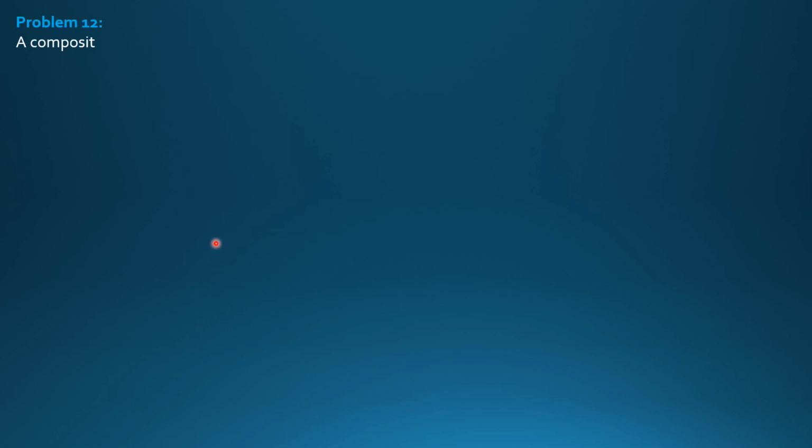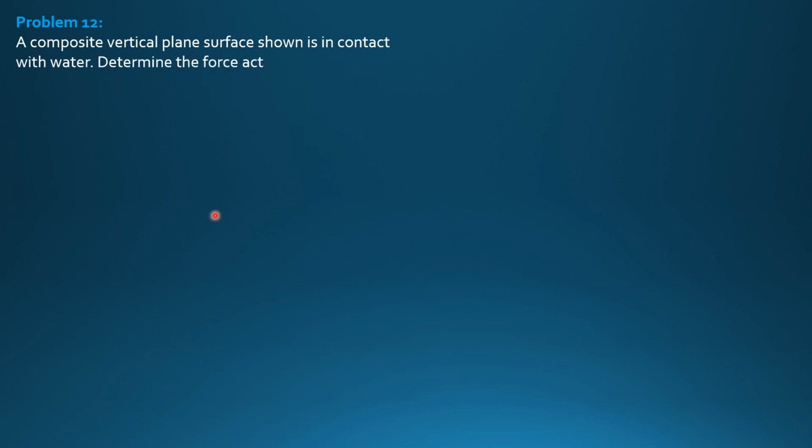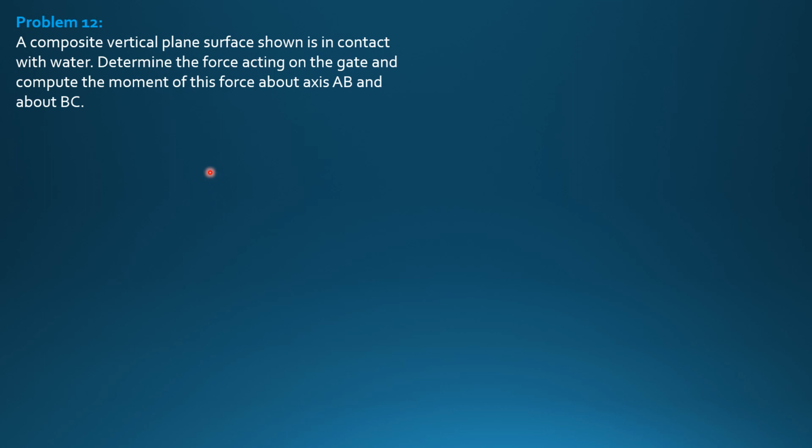Problem 12. A composite vertical plane surface shown is in contact with water. Determine the force acting on the gate and compute the moment of this force about axis AB and about axis BC.